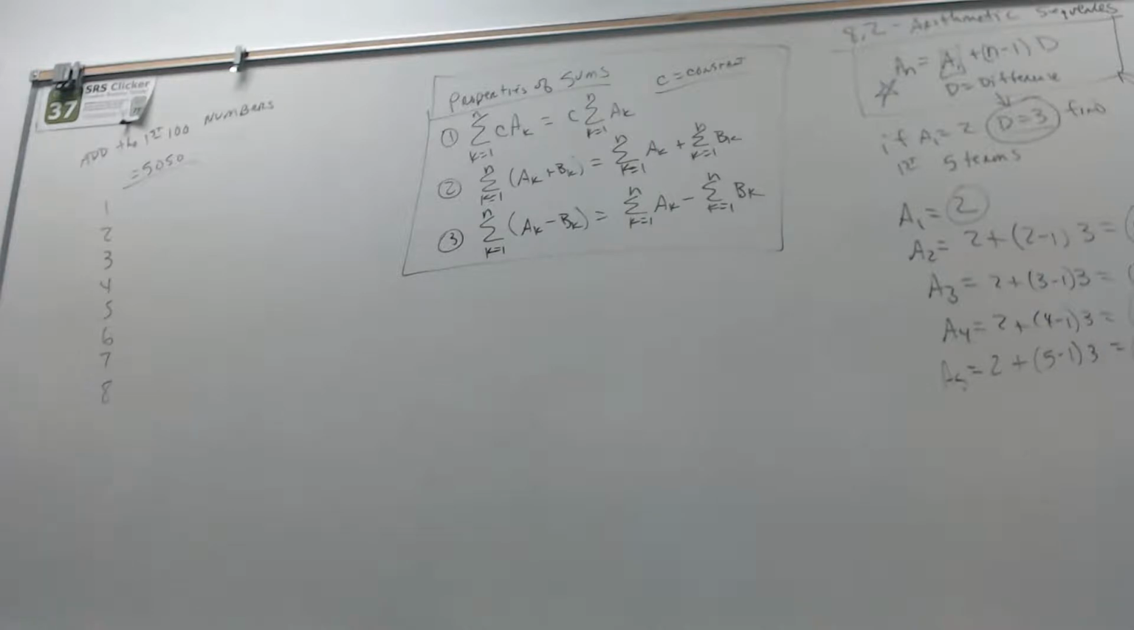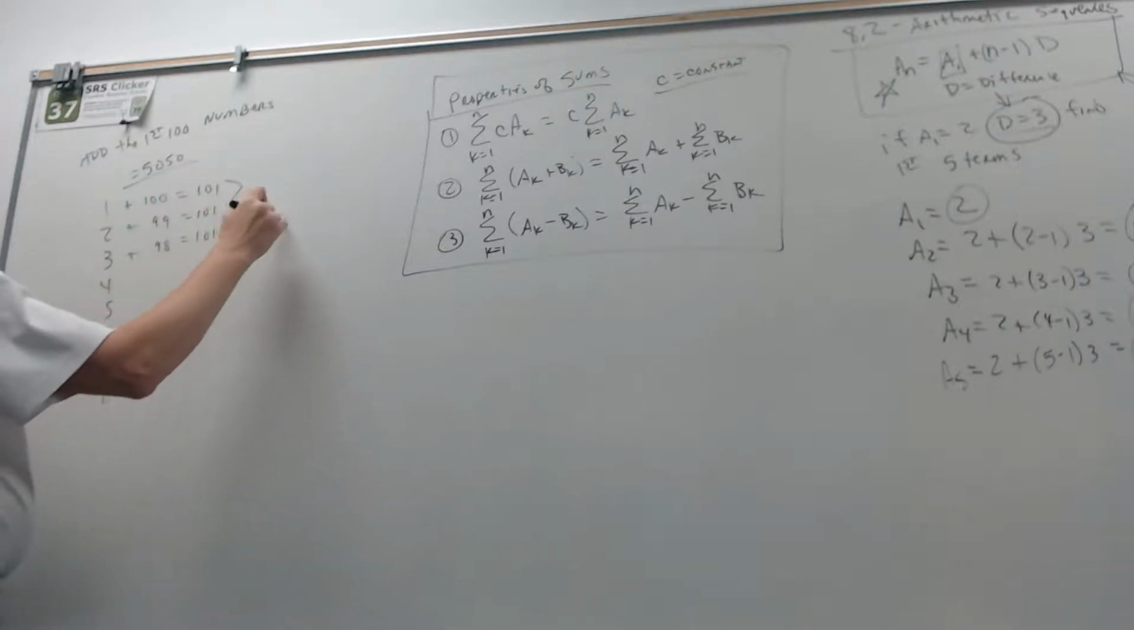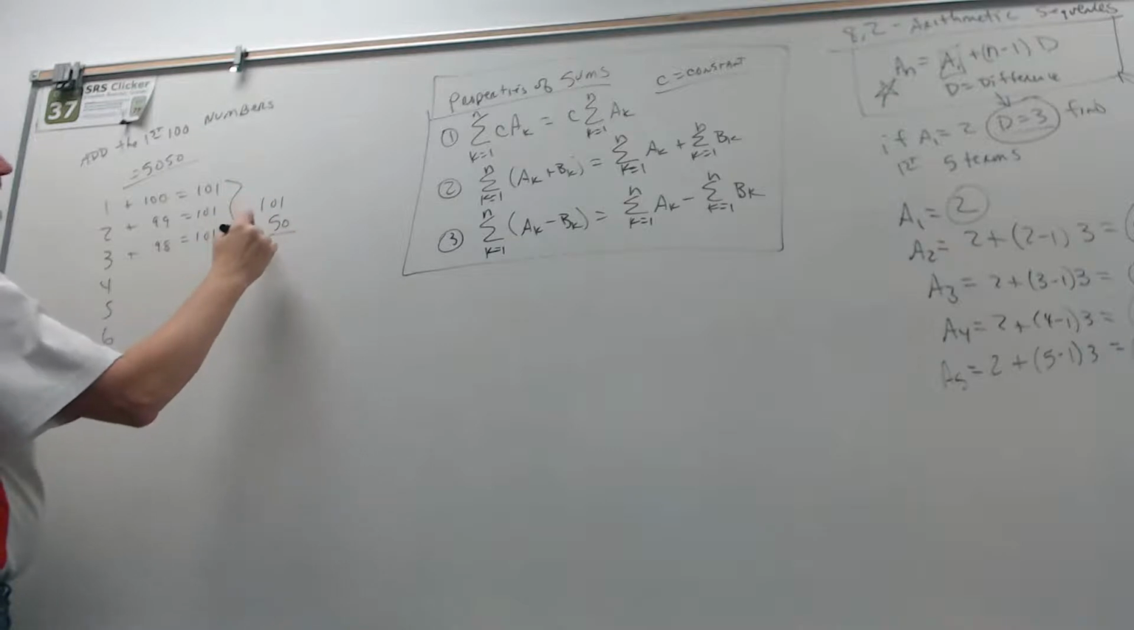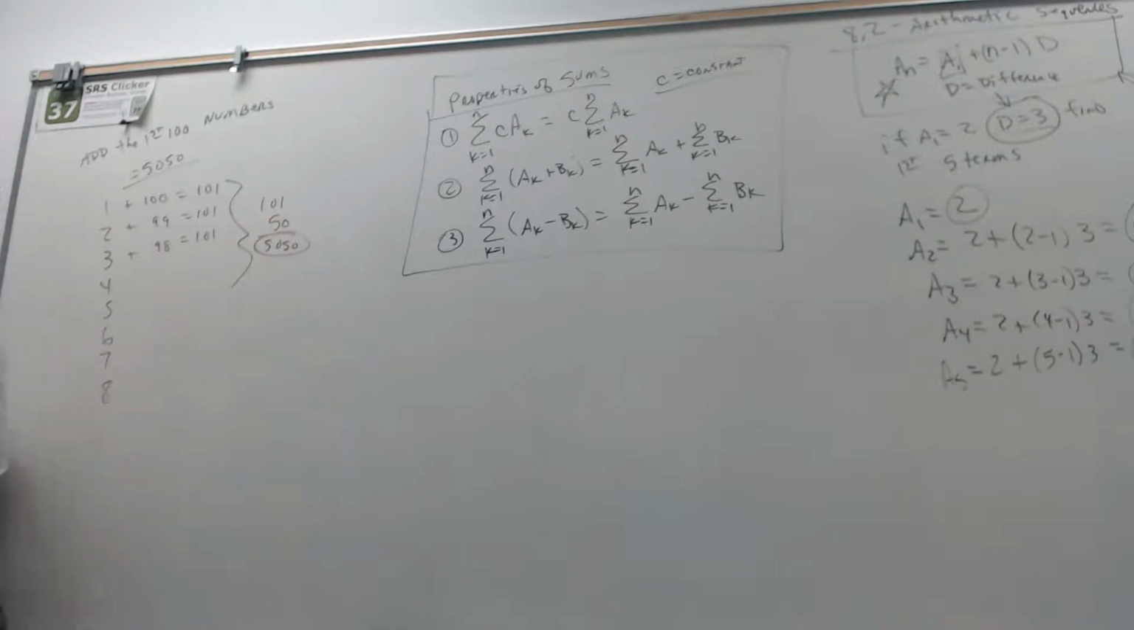But then he said, well, wait a minute. 1 plus 100 is 101, right? And 2 plus 99 is 101. And 3 plus 98 is 101. How many pairs do I have? I have 50 pairs, right? 50 times 101 is 5050. Wait a second, back it up. A third grader figured this out.